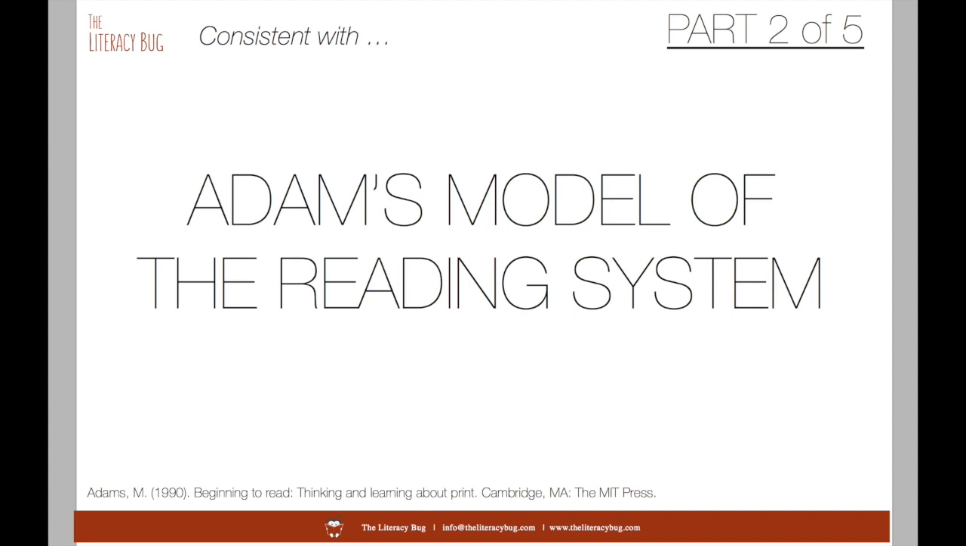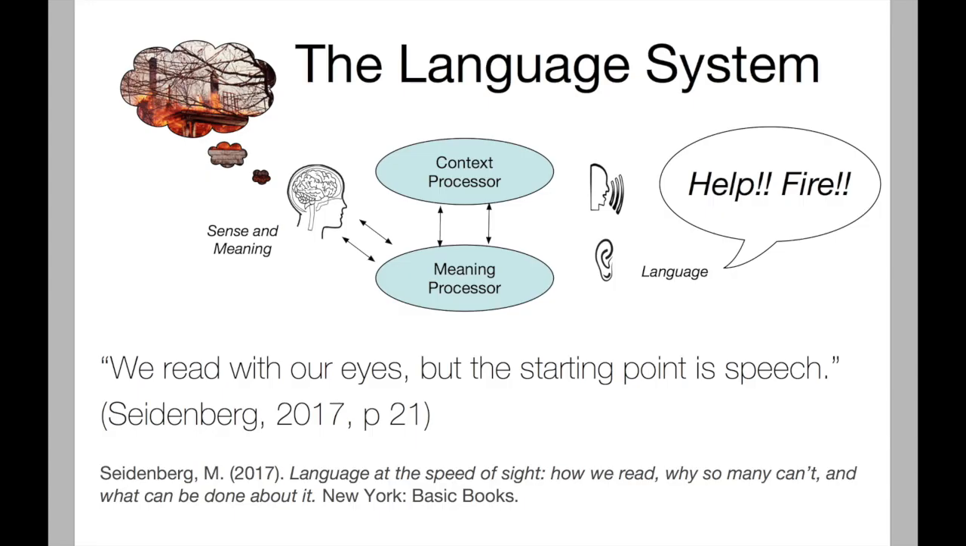So let's look at this concept within Adam's model of the reading system. For the risk of being repetitive, start off with what's the first component? Language. And again, a Seidenberg quote, "We read with our eyes, but the starting point is speech." So if one becomes a great decoder, but they don't have a rich vocabulary or rich models of using language, then in the long term, the child will struggle.